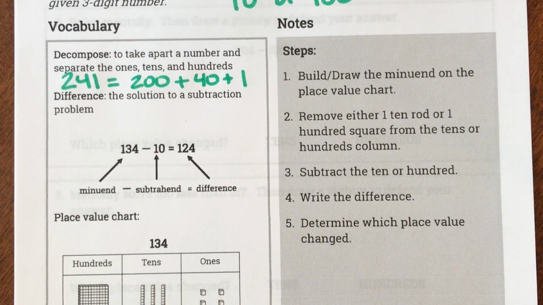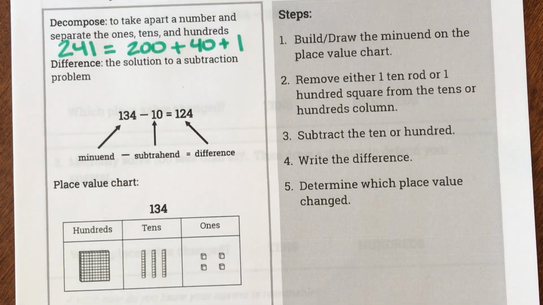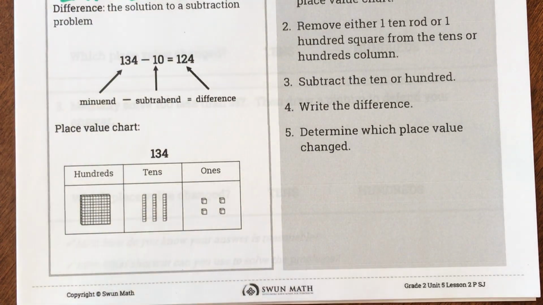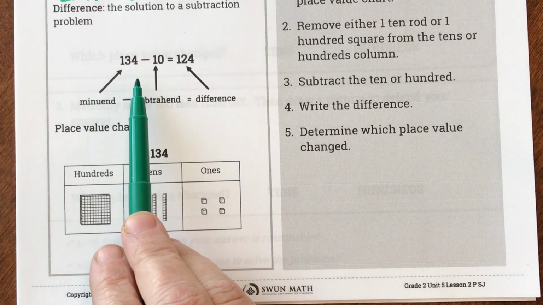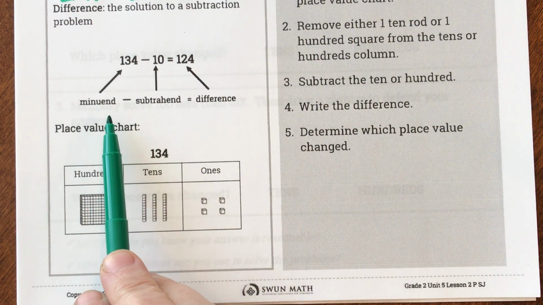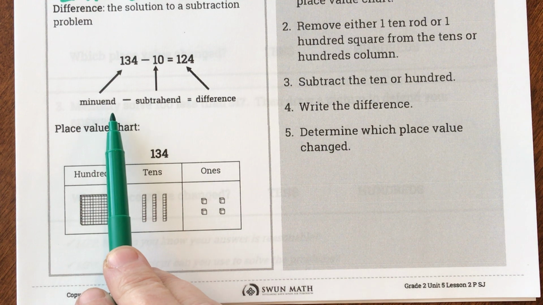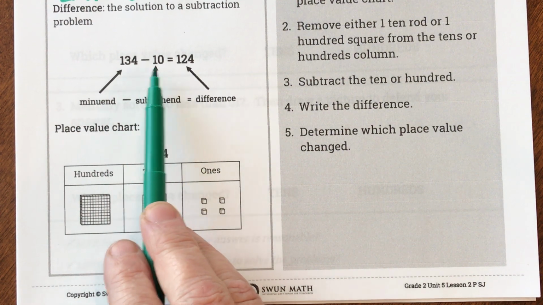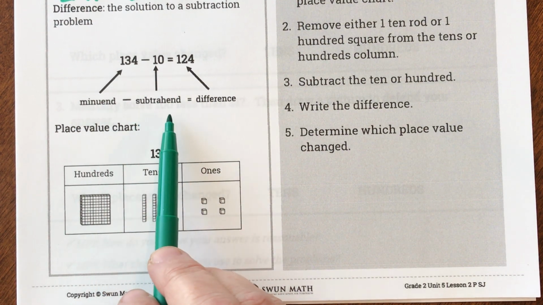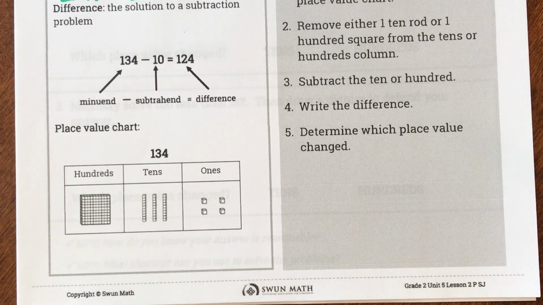Then they tell us the difference is the solution to a subtraction problem. And then they give us an example. So let's look at their example. It says 134. This is called the minuend. This is what you start with. Take away or subtract 10, and that's the subtrahend. The subtrahend, I remember, is just the number that's being subtracted, equals 124.